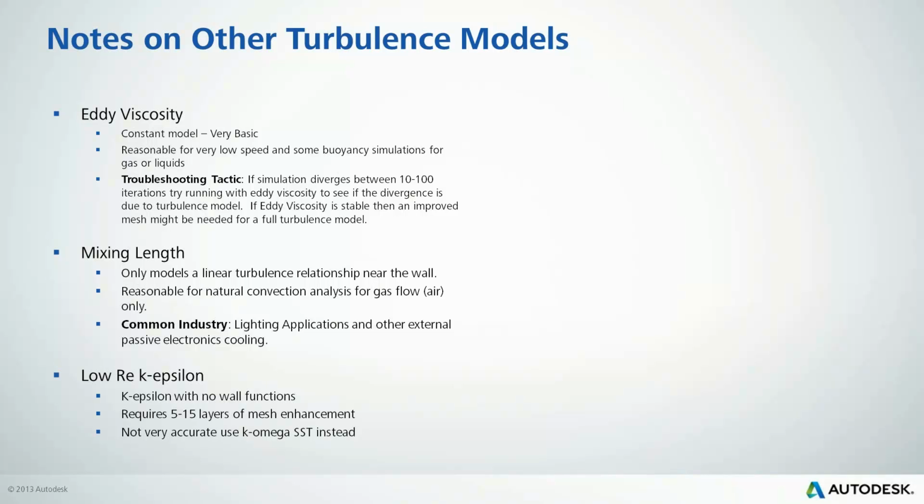viscosity value. The last option is the low Reynolds K-epsilon, and this solves no wall function. This is solving your classic K-epsilon all the way to the wall, and typical mesh enhancement requirements are like 5 to 15 layers, but really this isn't very accurate for the wall boundary layer. That's why the K-omega was really developed. So it's just not as accurate. It's more mesh intensive. So for most uses, I wouldn't really suggest using this model. I would rather see users go to the K-omega SST instead.